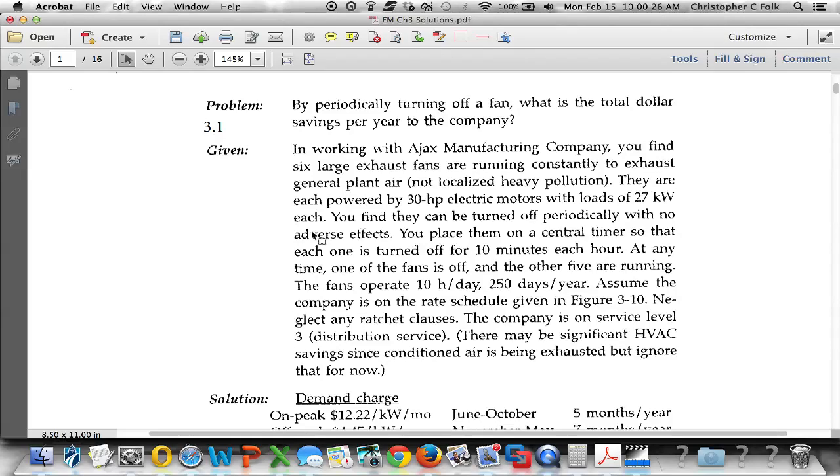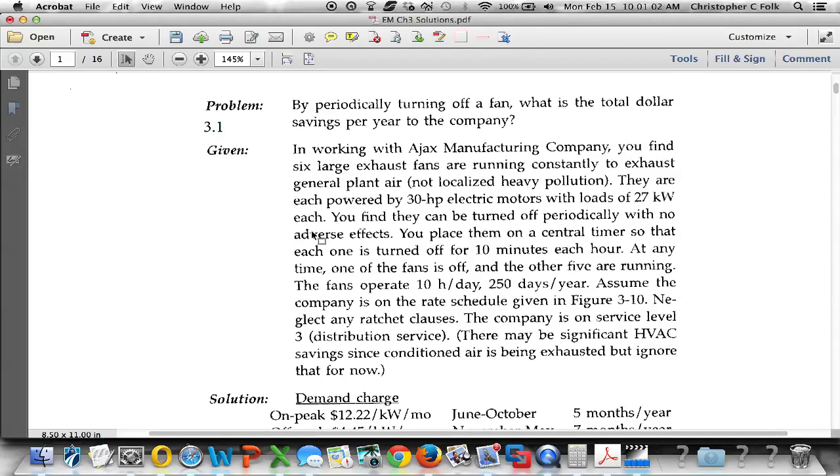The Ajax Manufacturing Company has 6 large exhaust fans that are constantly running to exhaust general plant air, not localized heavy pollution. They're each powered by 30 horsepower electric motors that have loads of 27 kilowatts each. You find that they can be turned off periodically with no adverse effects. You can place them on a central timer so that each one is turned off for 10 minutes each hour. At any one time, one of the fans is off and the other 5 are running. The fans operate for 10 hours a day, 250 days a year.